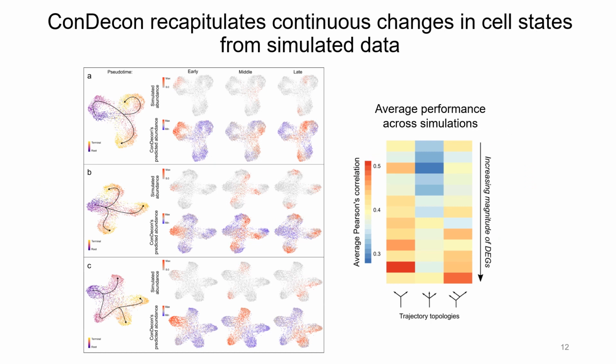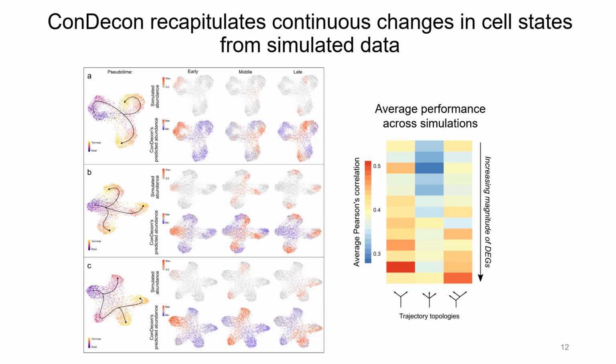I want to draw your attention to the visualization on the left side. In figures A, B, and C, I am showing a UMAP representation of 3 different topology trajectories colored by pseudotime. Then for each trajectory in the top row, I am showing the true cell probabilities used to create 3 different synthetic bulk profiles. What I find really exciting is in the bottom row where I'm showing ConDecon's predicted cell abundance for those same bulk samples.